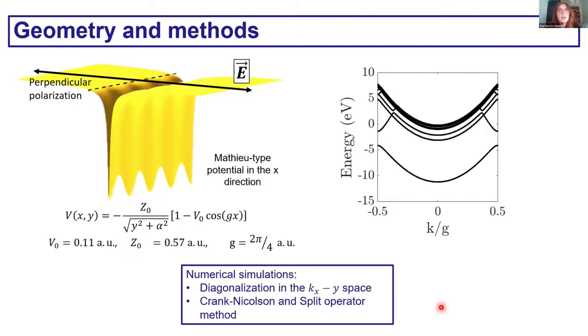Now we consider a more realistic case with a lattice parameter of about 2 angstroms. What we study here is a one-dimensional crystal in a two-dimensional space. To model this, we use a Mathieu-type potential in the crystal direction and a Coulomb potential in the perpendicular direction. The parameters have been chosen for the system to resemble carbon allotropes like carbyne.